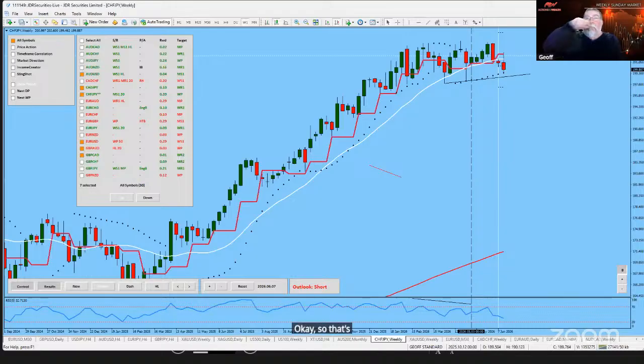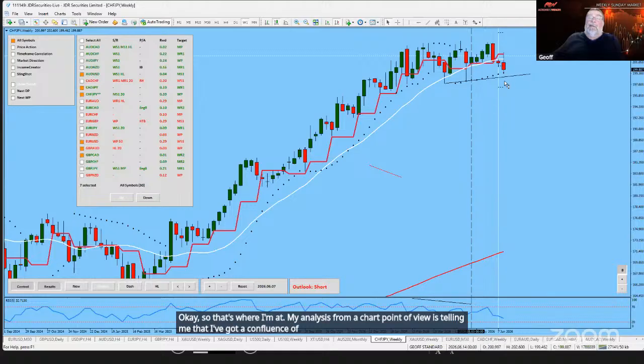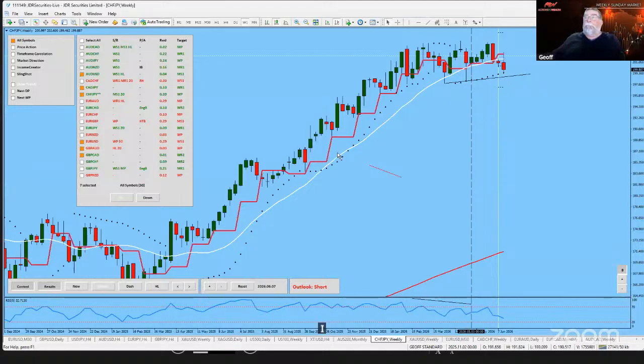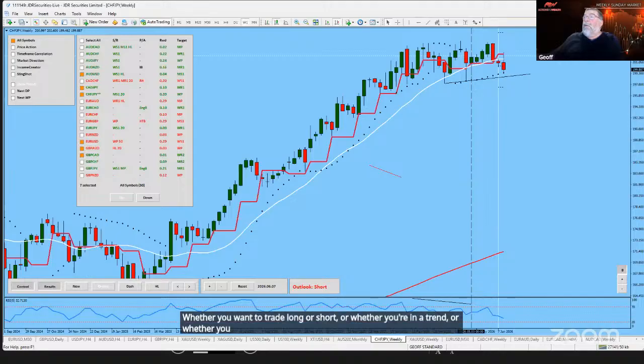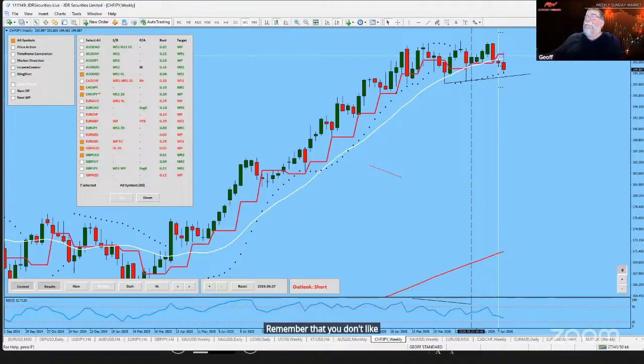Okay, so that's where I'm at. My analysis from a chart point of view is telling me that I've got a confluence of Swissy versus the yen because I've compared those to the indexes. I hope that's clear. Now, if it's not clear, and if you're a trend trader or a range trader, but you're not clear about whether you want to trade long or short, or whether you're in a trend or whether you're not, remember that you don't like dollar. I hate dollar yen. I absolutely do, but I'm waiting to play it short. That's for sure. I think I know who's saying that.